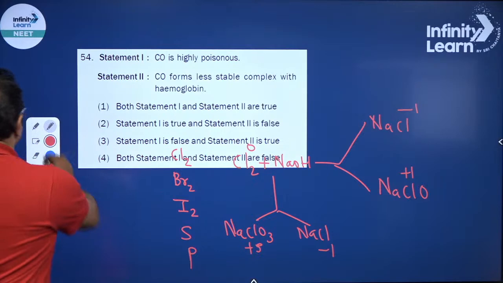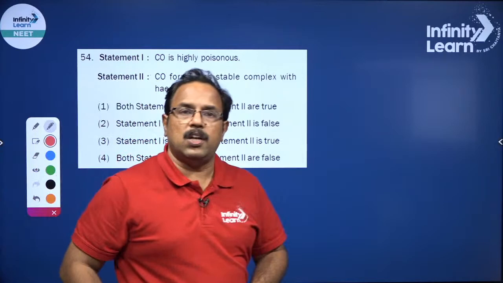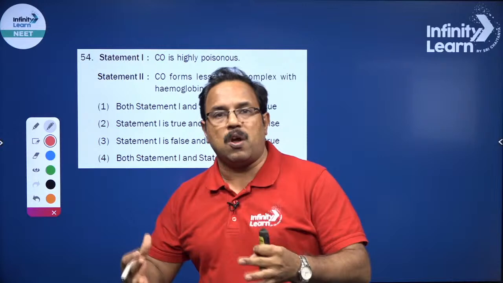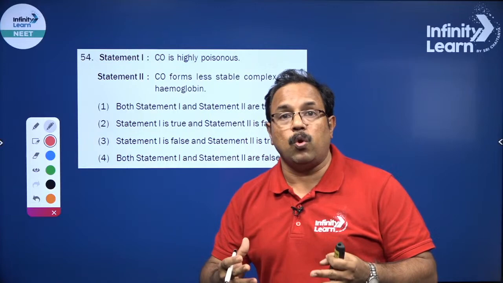CO is highly poisonous. Now this is a simple theory condition. We have discussed the artificial respiration concept. It's fixation. Whenever carbon monoxide combines with hemoglobin, its combining capacity is very strong when compared to oxygen. It has nearly 300 times more combining capacity with hemoglobin when compared to oxygen.